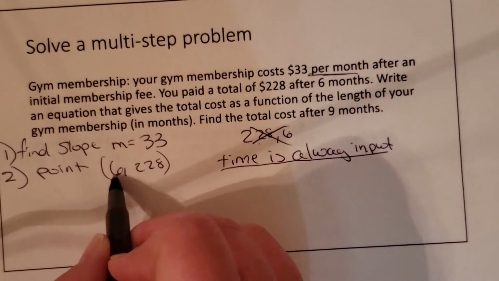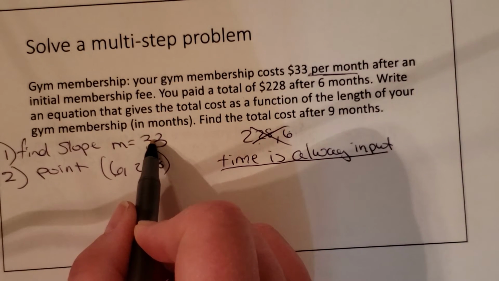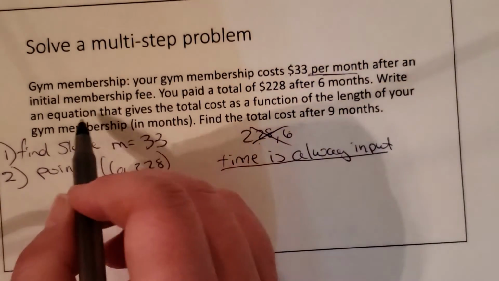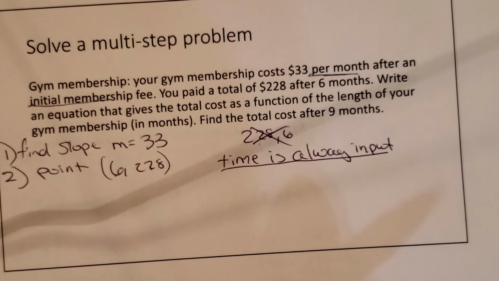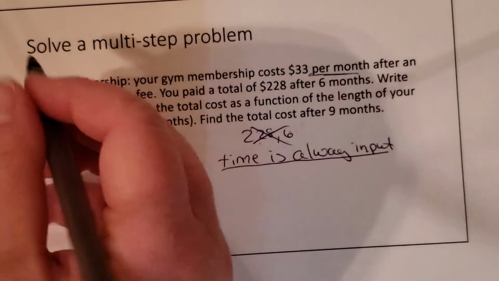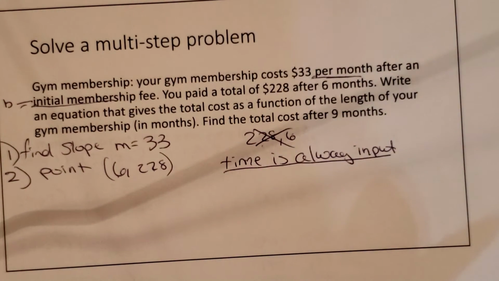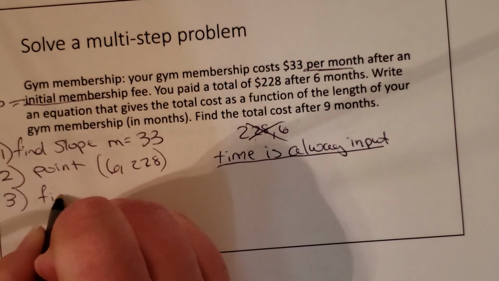So, if I'm given this and I'm given this, then it really comes down to just plugging it into the equation. And then I can find that initial fee, because that's our ultimate goal, is to find that initial membership fee. If I'm trying to find the initial membership fee, then it's really asking me to find b. All right? So 3, find b.